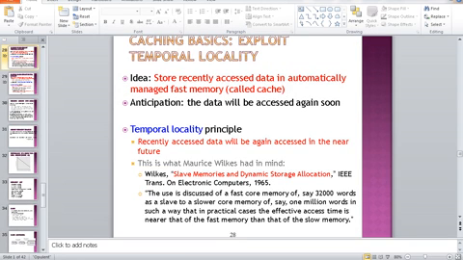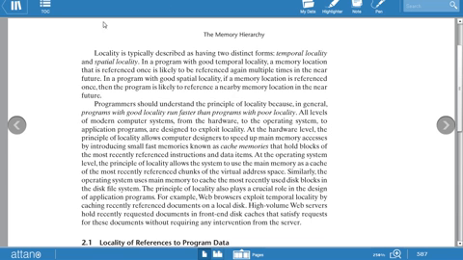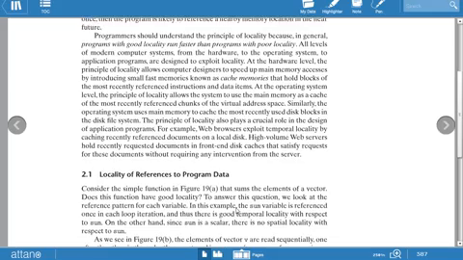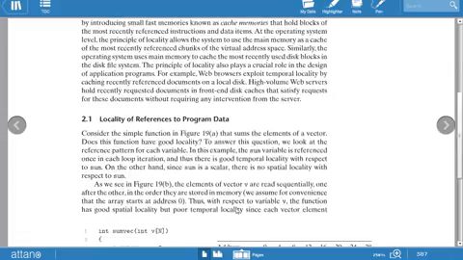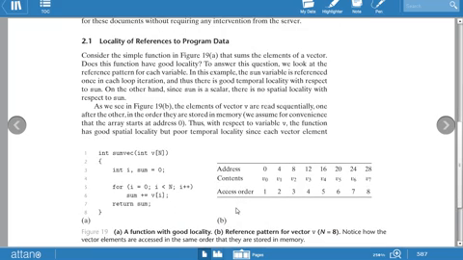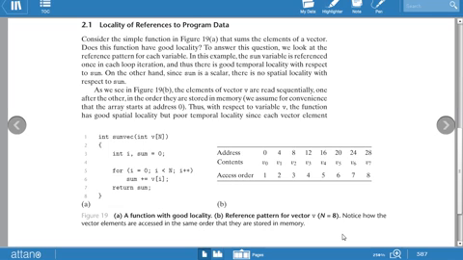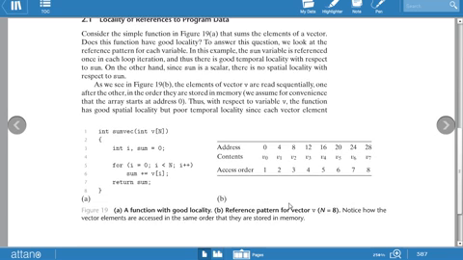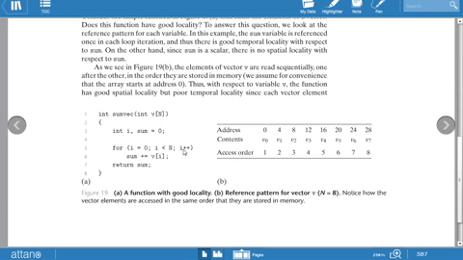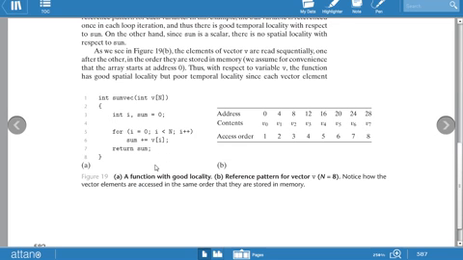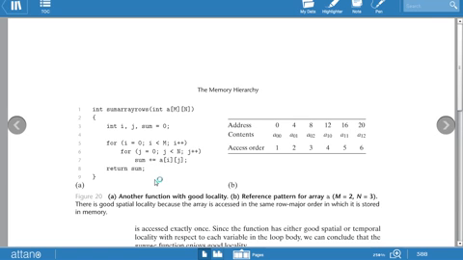First of all, let's see with the help of the book. We have discussed temporal locality and spatial locality. Programmers should understand the principle of locality because, in general, programs with good locality run faster than programs with poor locality. Now, locality of reference to program data, that is temporal locality. This is the example discussed: a function with good locality, with a reference pattern for the vector. This is good locality, using the for loop and using the sum at different places. This is a good locality function. Again, next example.